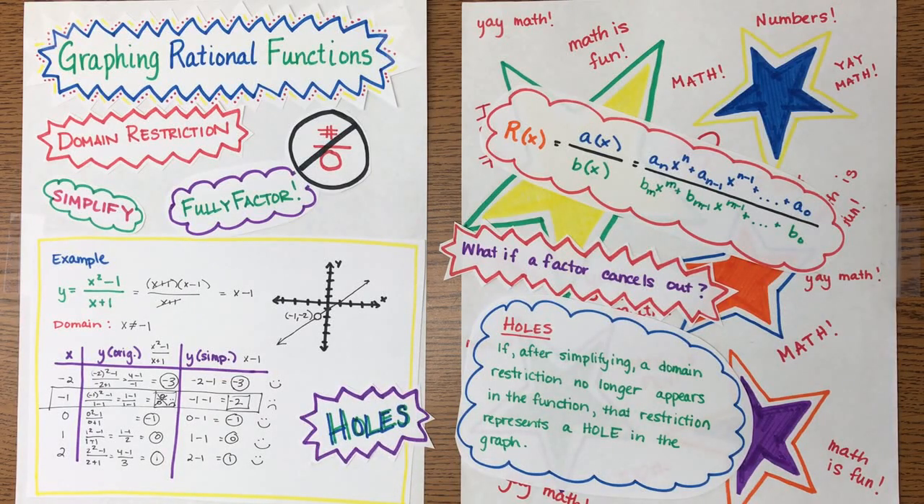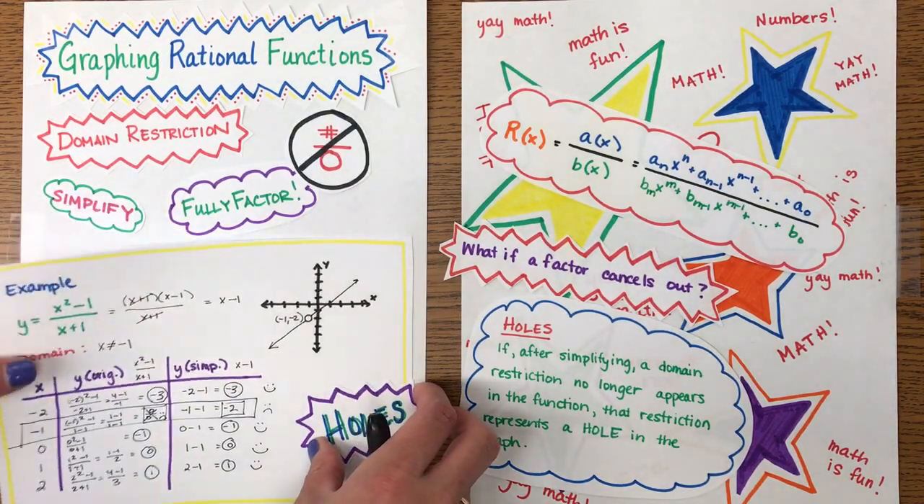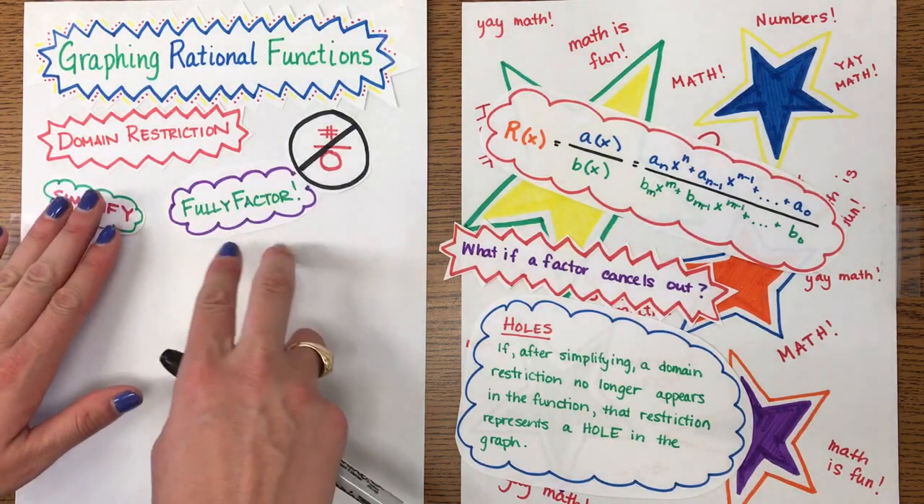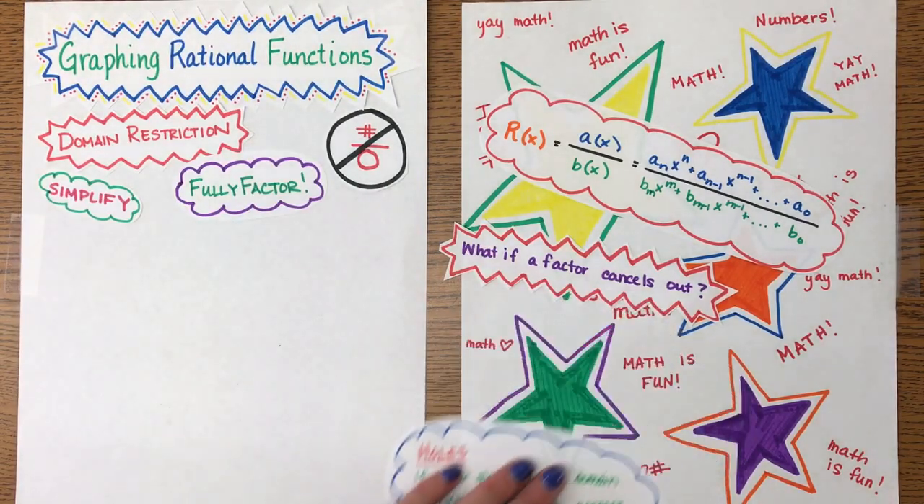Welcome back. We are looking at graphing rational functions, and we've been talking about domain restrictions, specifically holes. We said that holes are any domain restrictions that disappear through simplifying. If a domain restriction does not disappear, it's going to be a vertical asymptote, which we looked at in our last video, graphing reciprocal functions.